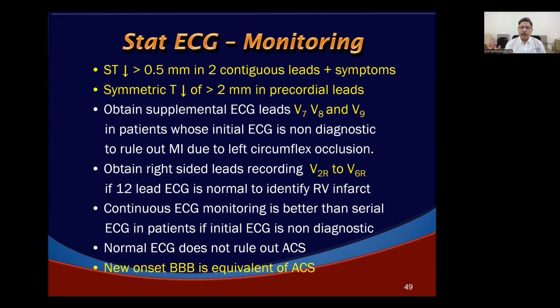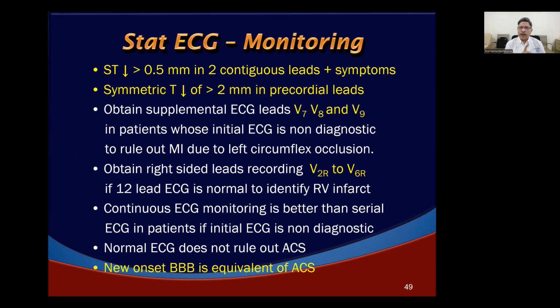As I told you earlier, I had one Marwadi gentleman around 50 years. He came with typical symptoms of acute coronary syndrome. We gave aspirin. ECG was taken. ECG is normal. Then immediately we put the leads on the right side, V2R to V6R. Frank infarction is there. Either it could be right ventricular infarct or it could be dextrocardia also.